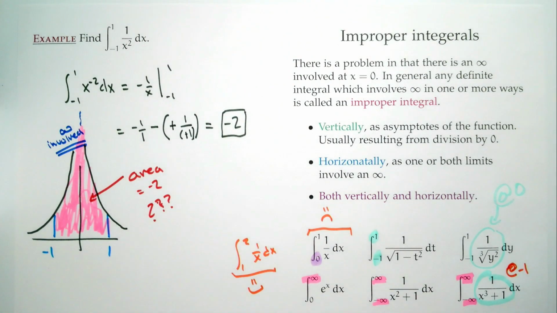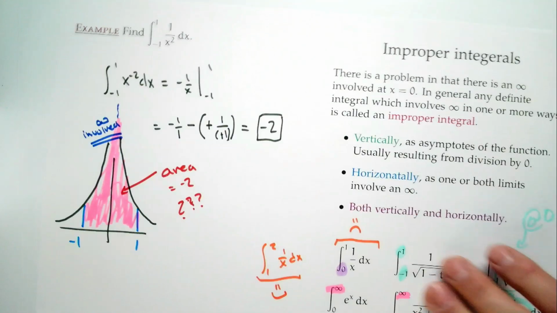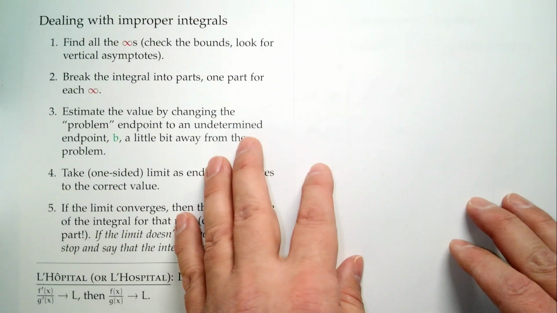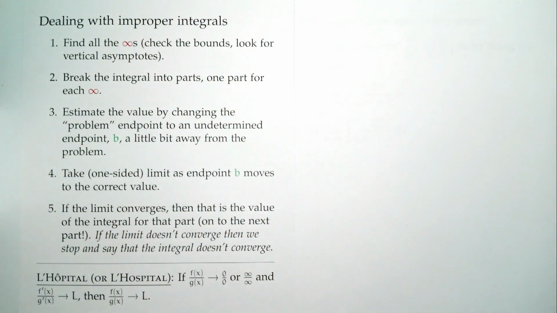All right. So those are what improper integrals are. Okay, so you know what improper integrals are. How do you handle them? What's the key? The way that you deal with an improper integral is essentially, you think of it as getting closer and closer from a proper integral.